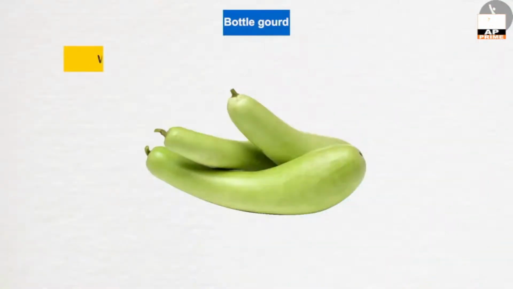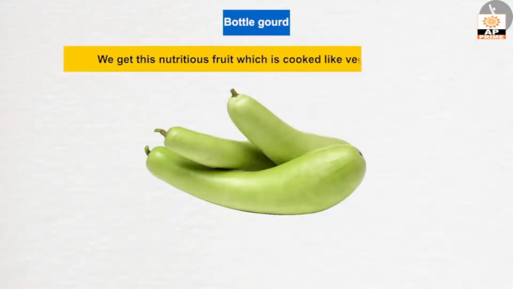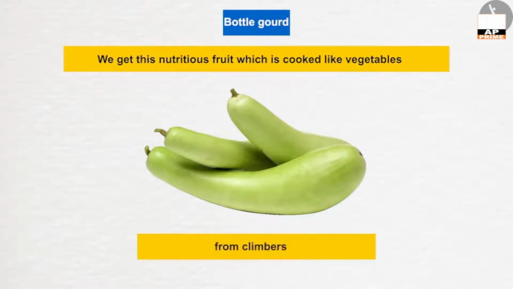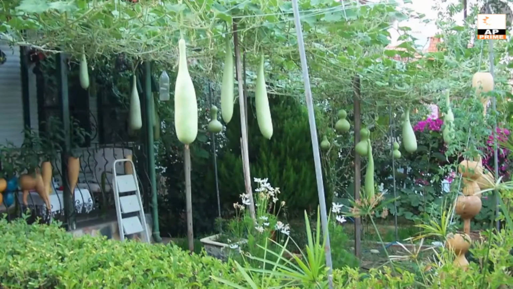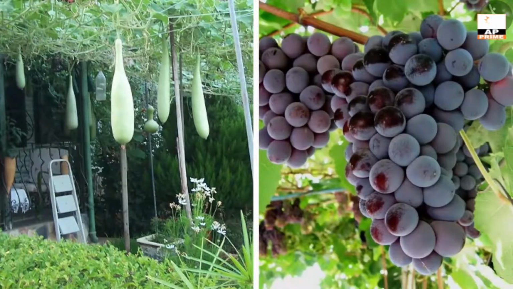We get this nutritious fruit which is cooked like vegetables from climbers. These vines climb up the trees, ladders or other solid structures around them. Grapevine is also a climber.